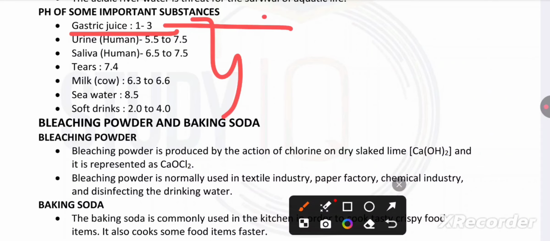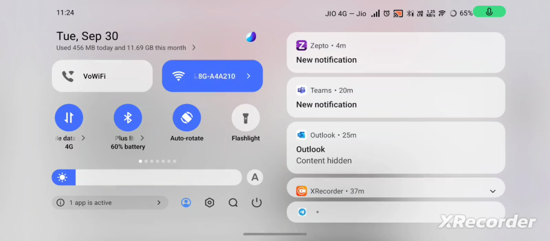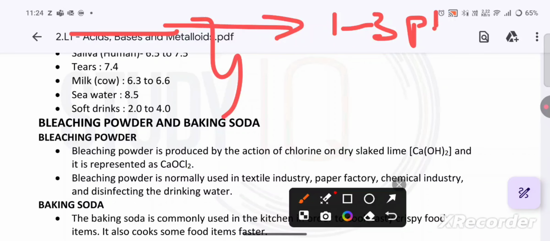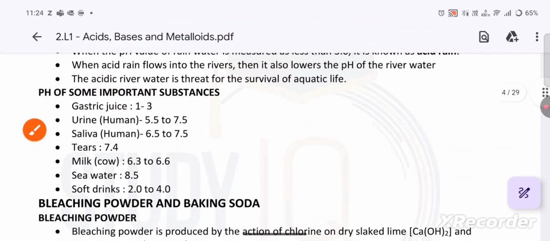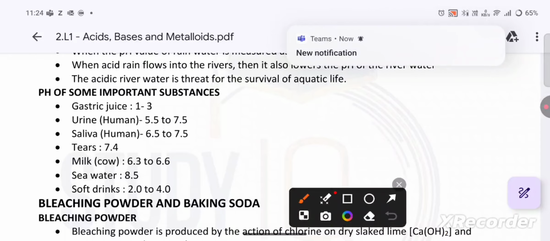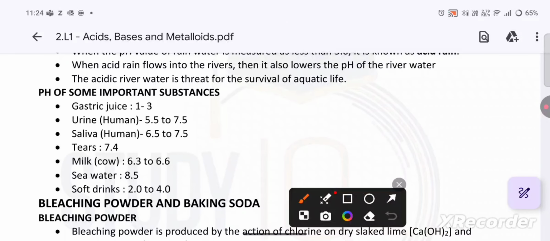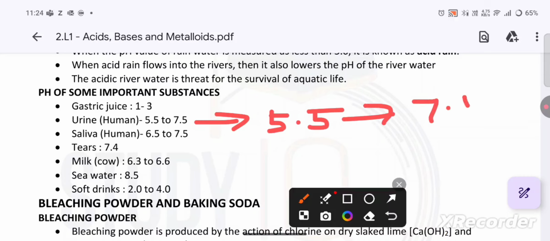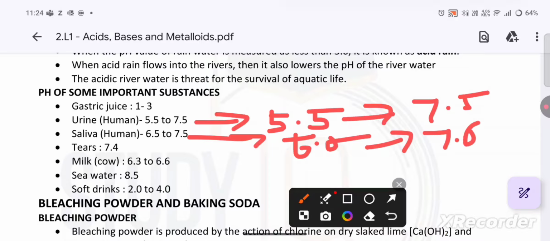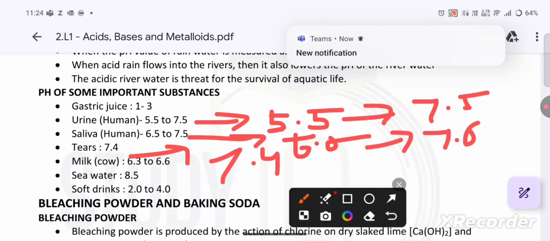Gastric juice in our stomach has a pH of 1 to 3, very acidic. Human urine, 5.5 to 7.5. Saliva, 6.5 to 7.5. Tears, 7.4. Cow milk, 6.3.